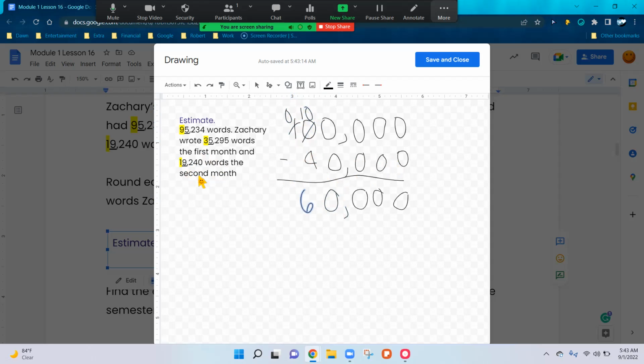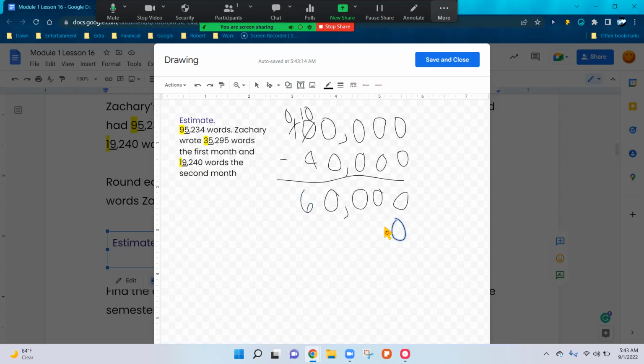Now, let's look at our last number. We have 19,240. So I found my place. I'm looking next door. Because it's 5 or greater, I know the 1 becomes a 2. I'm going to count: 1, 2, 3, 4. And the reason I'm counting is, remember, I always start writing my numbers on the right-hand side in our ones column and go left. So I have 4 zeros and my 1 becomes a 2.